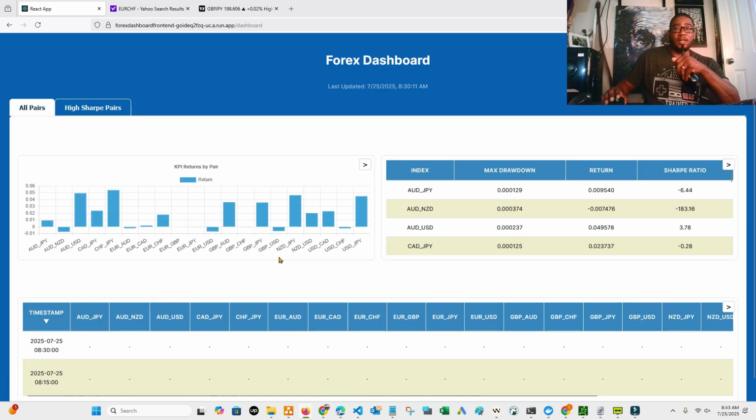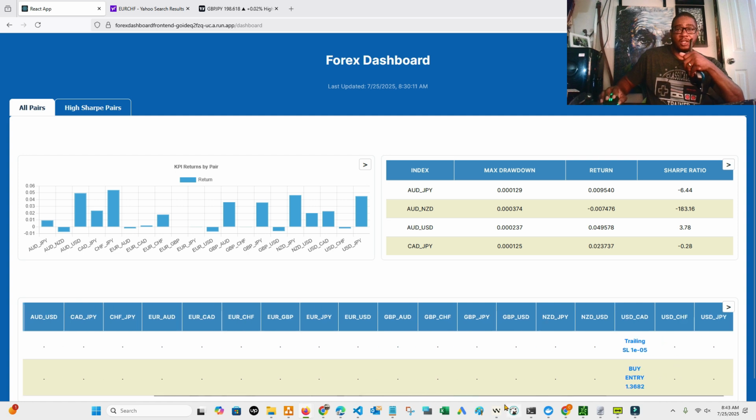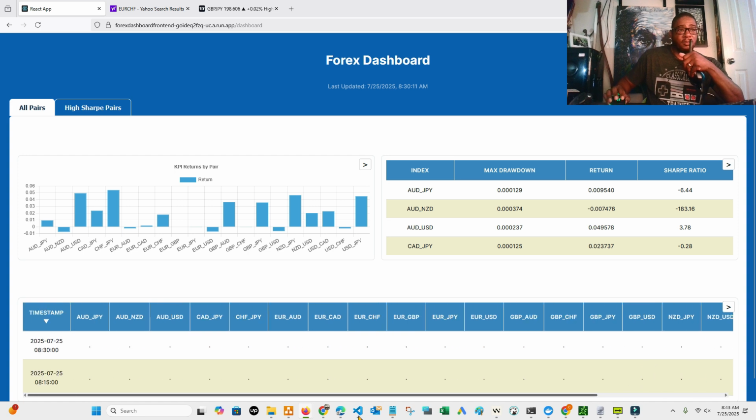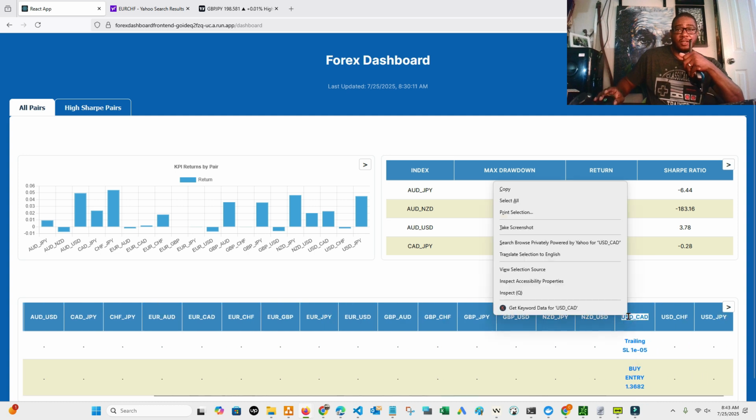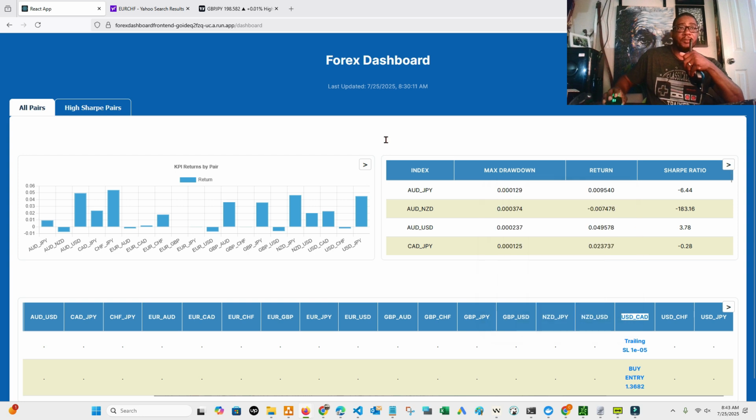So you're brought to this page here. The last 15-minute candle happened here. Nothing's going on except there's a trailing stop on USD CAD. The entry was 815. You look at this candle, USD CAD. Let's pull that up.